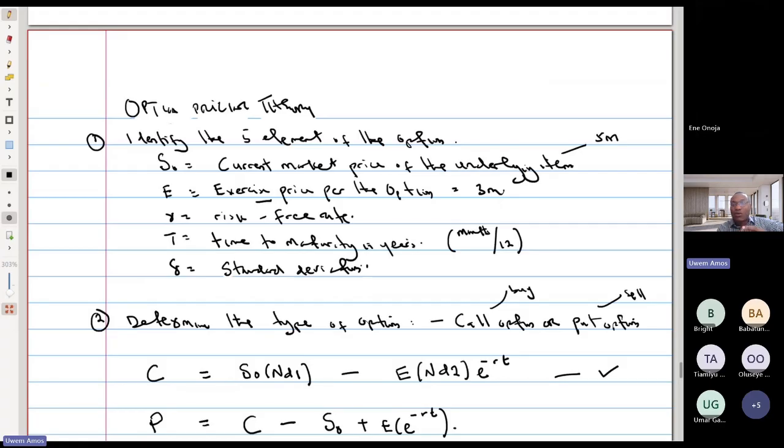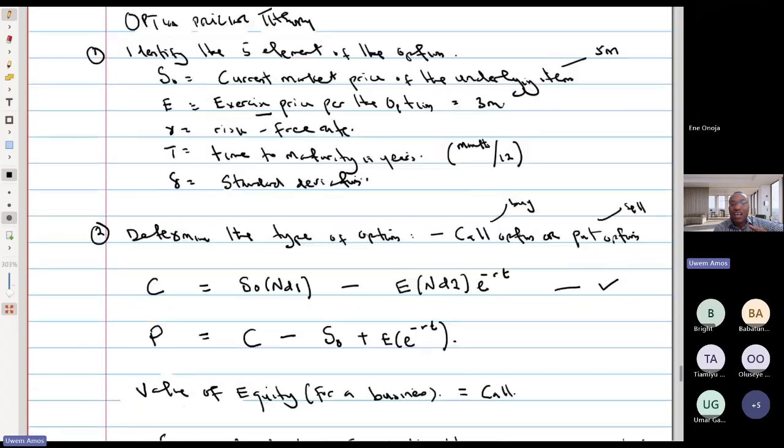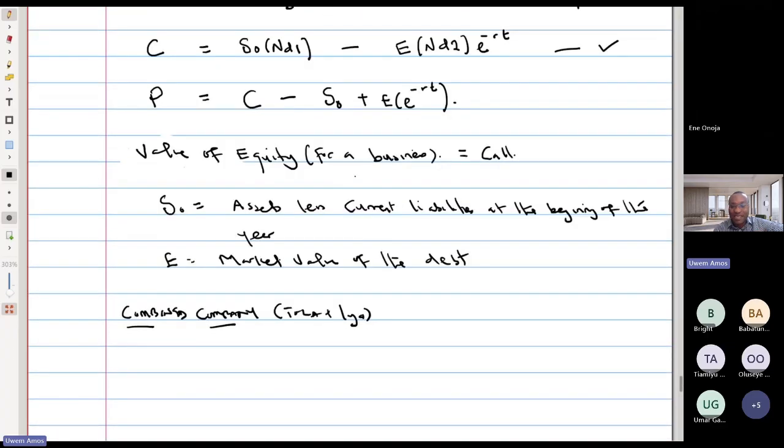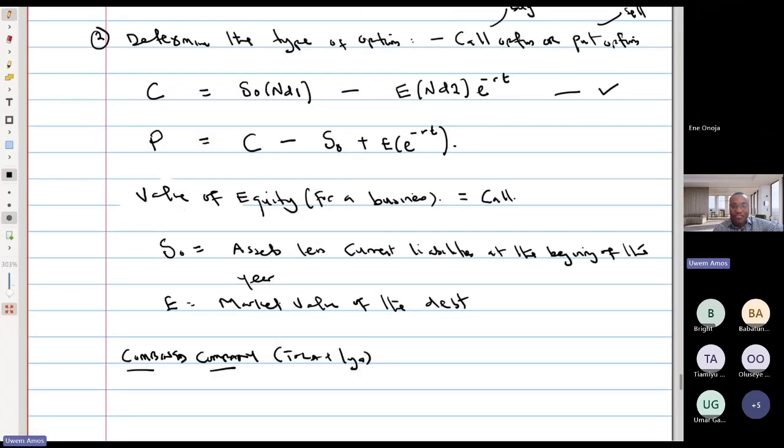And the underlying item would be the two companies, IA and Tolade. The company is owned by the shareholders. So what is the value of the company to the shareholders or to the owners of the business? That would be our total asset less current liability. That's our S0. Asset less liability at the beginning of the year.